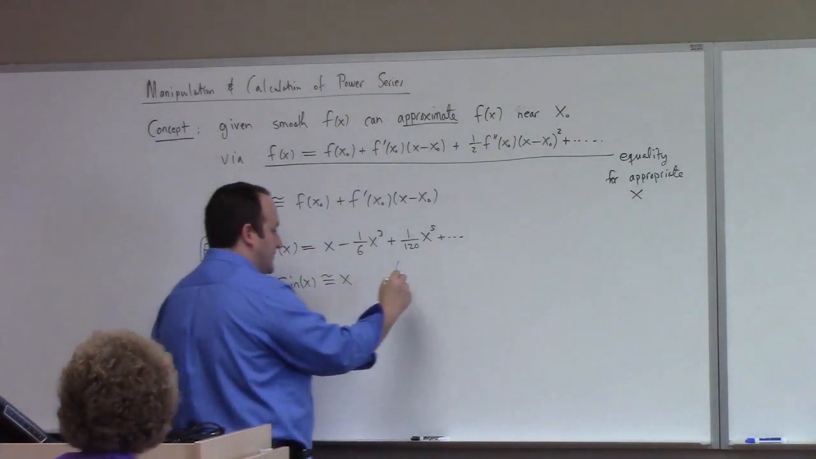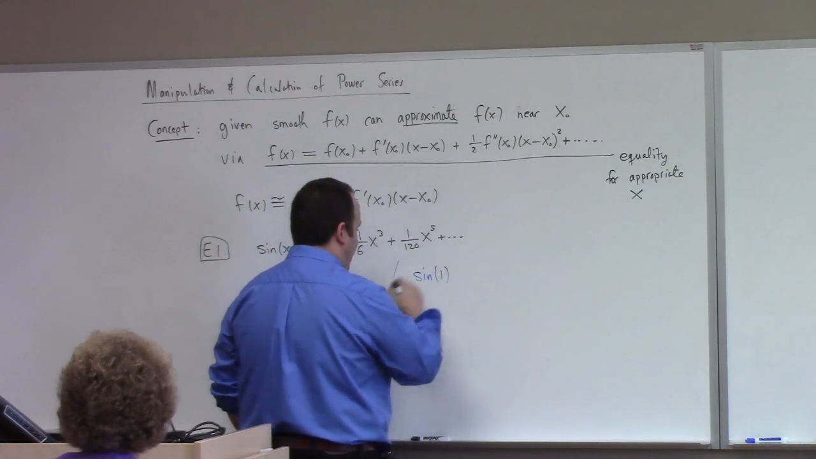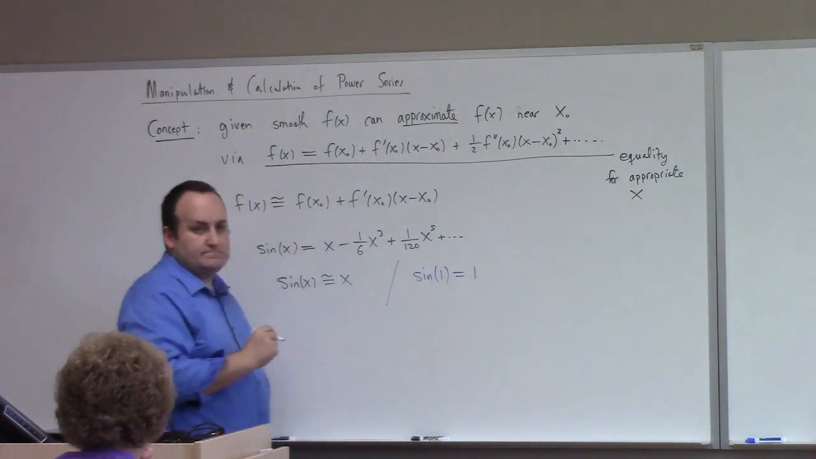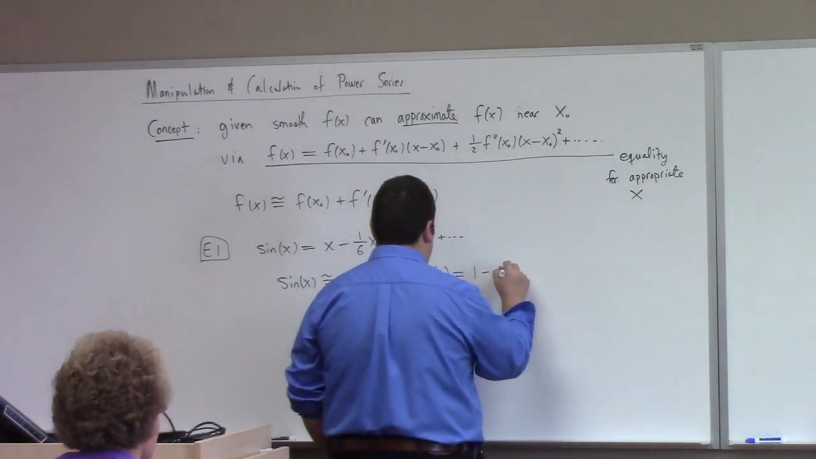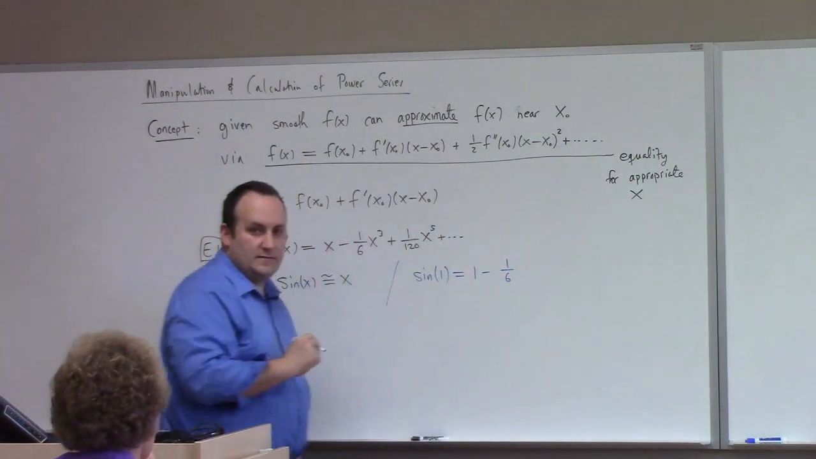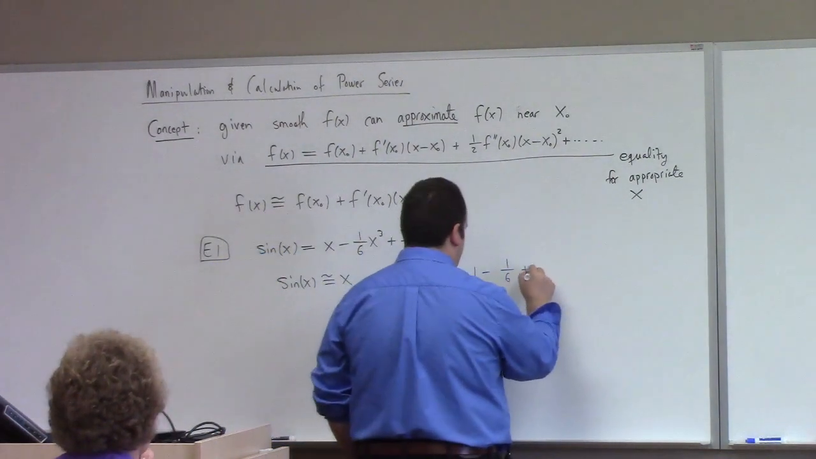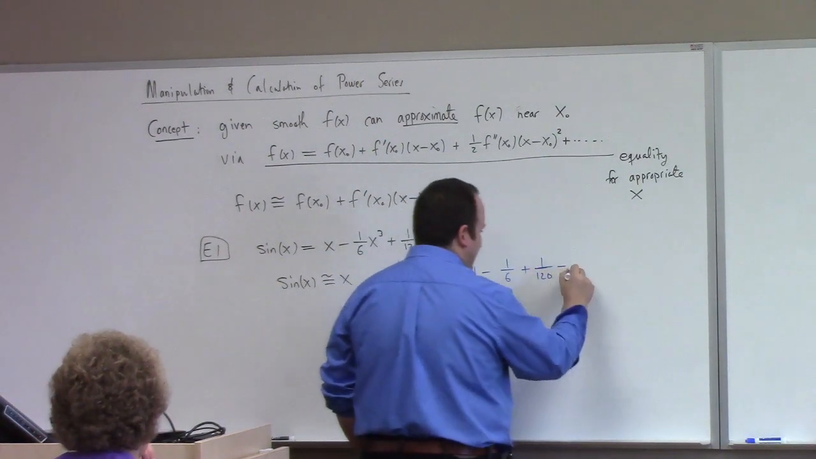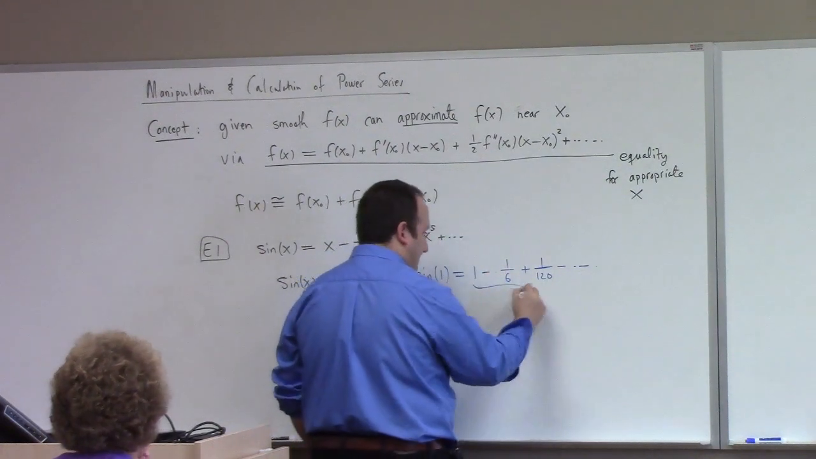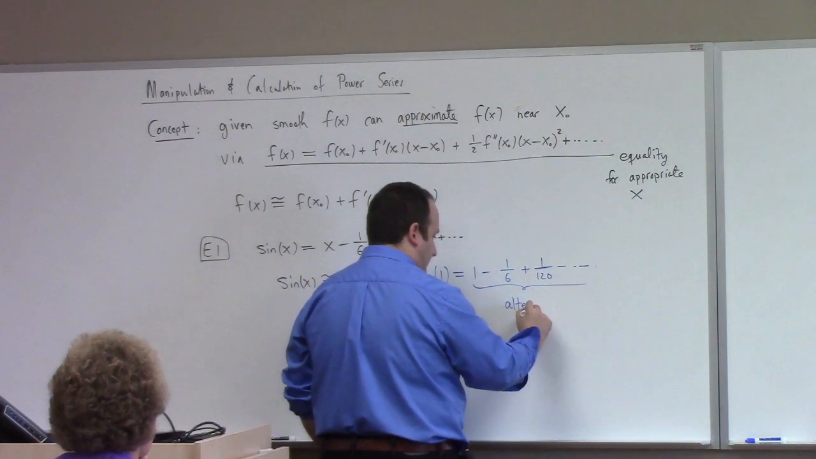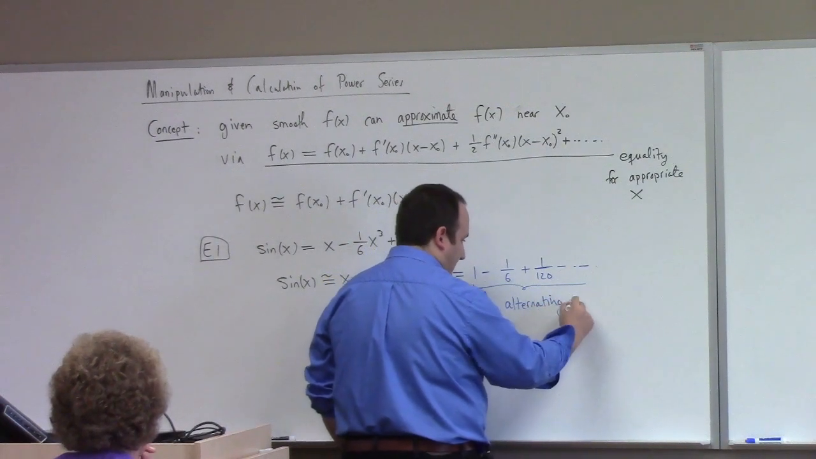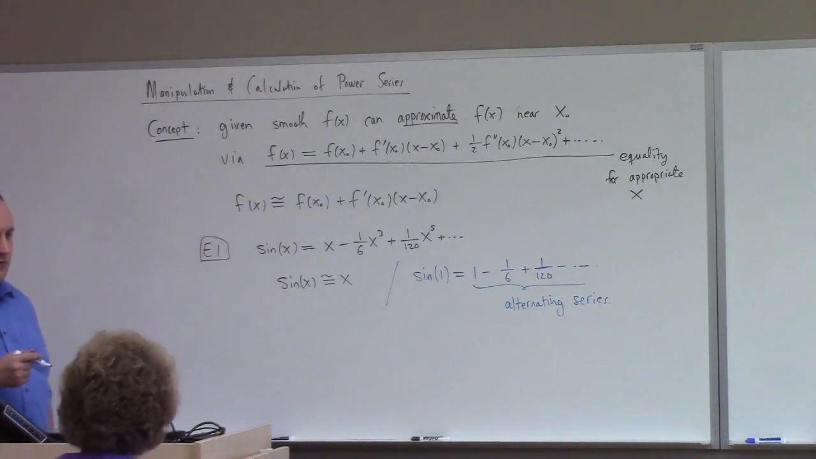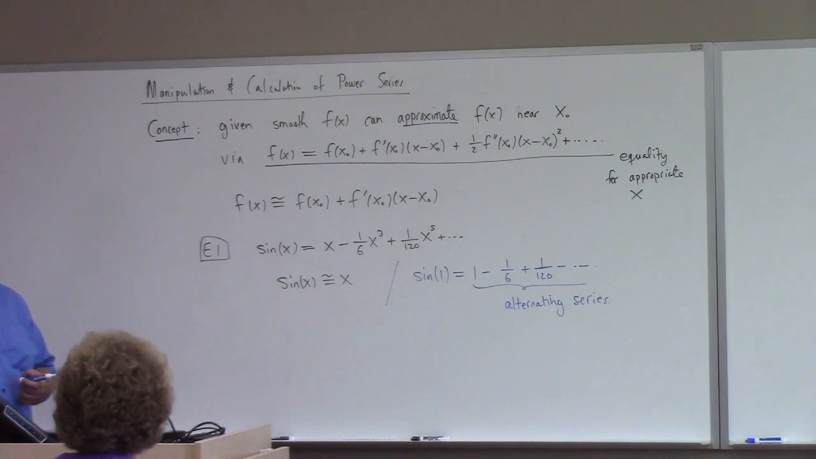Check it out. What's sine of 1 in radians? It's equal to 1 minus 1/6 plus 1/120 minus and so on, right? This is an alternating series, right? So we could actually be precise about how far off we are from the real sine.